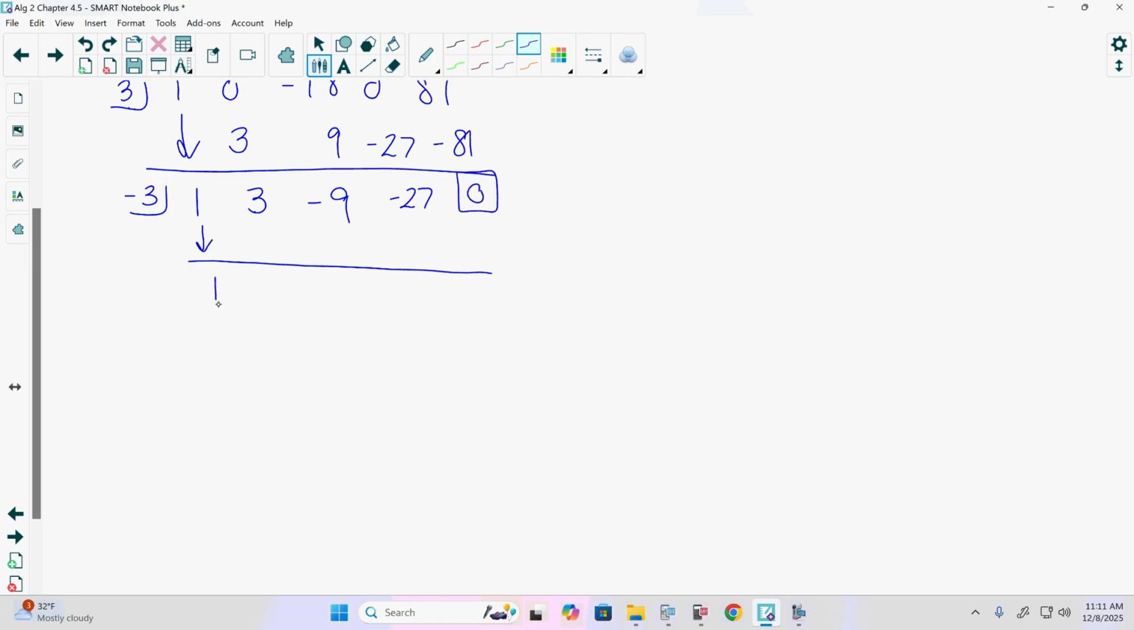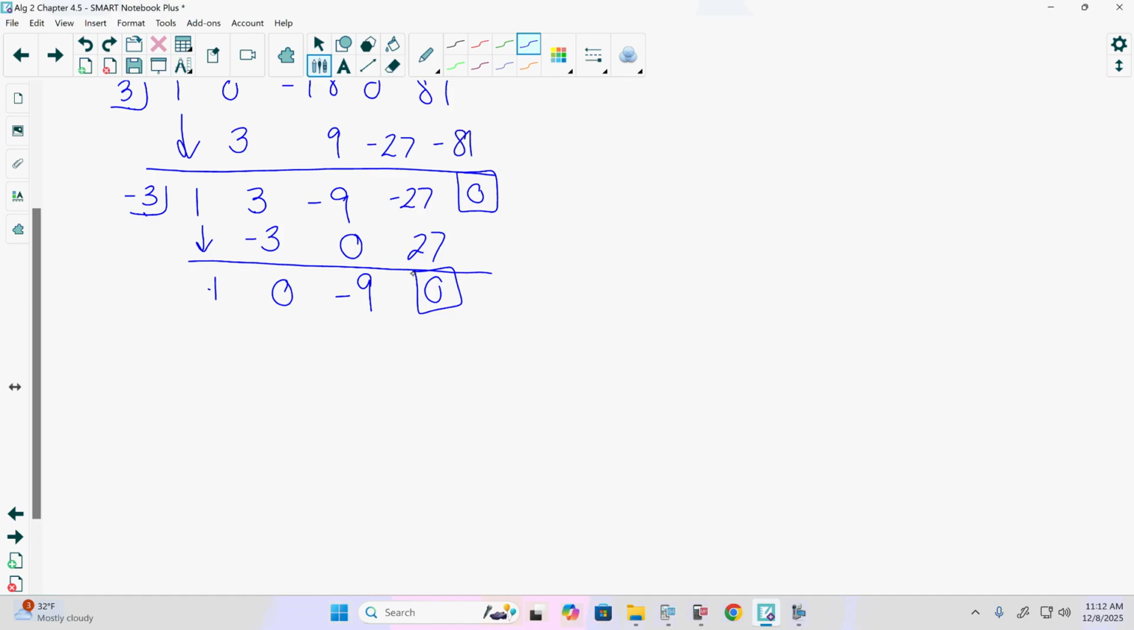We can then try -3. -3 times 1 is -3. -3 plus 3 is 0. -3 times 0 is 0. -9 plus 0 is -9. -3 times -9 is +27, and -27 plus 27 is 0.